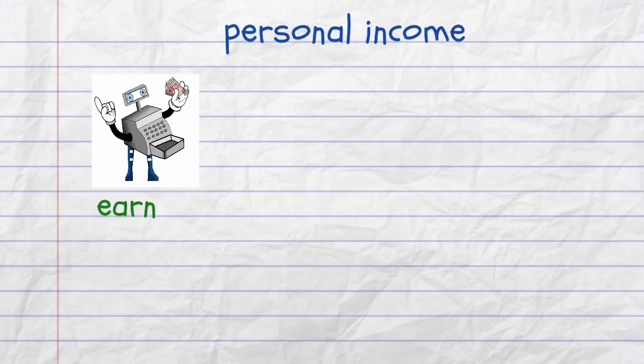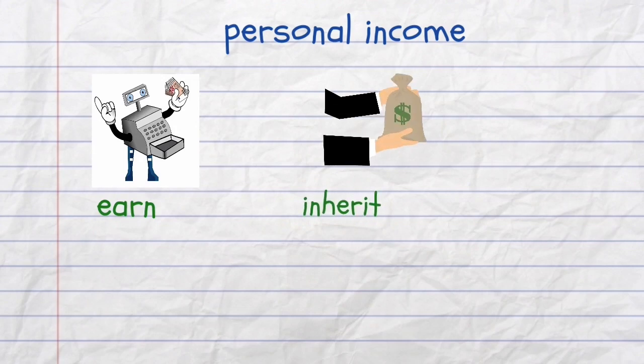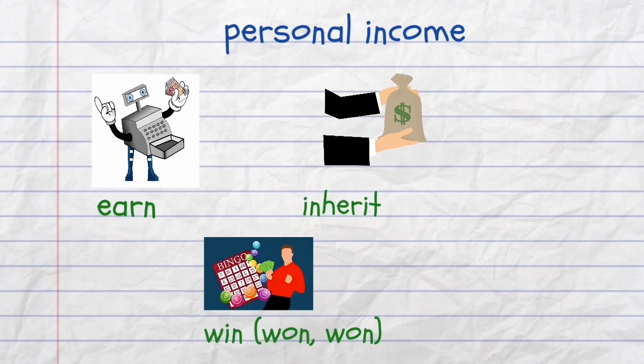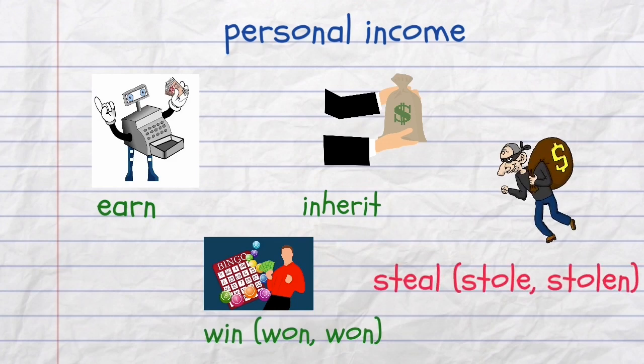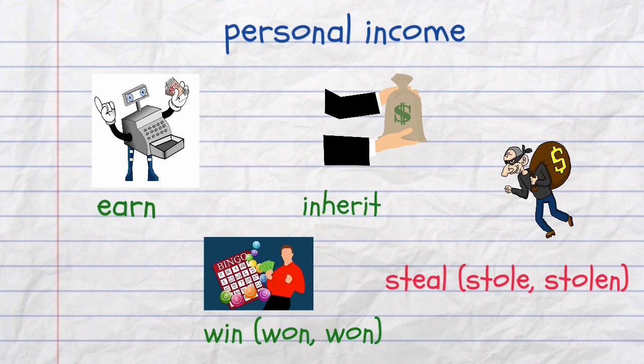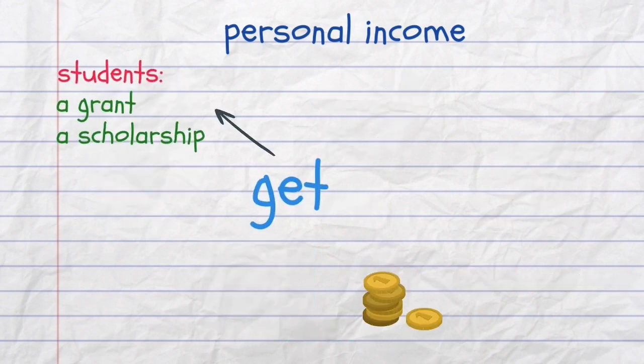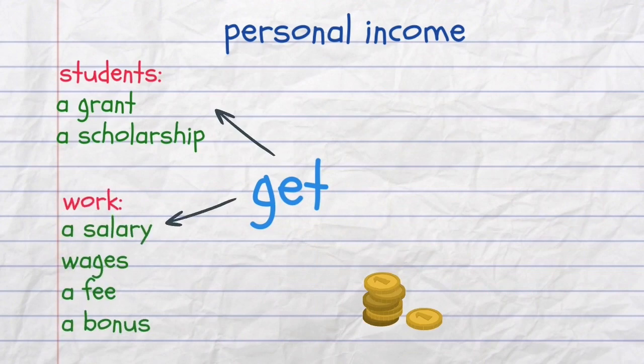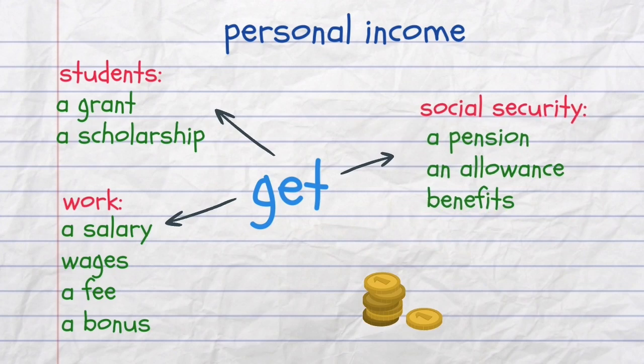So money comes into our life when we earn it, when we inherit it from our relatives or friends, when we win the money in the lottery, but sometimes people steal money, and that is really bad. Students can get a grant or a scholarship, and we get a salary, wages, a fee or a bonus for our work. And those who are on social security get a pension, an allowance, or benefits.